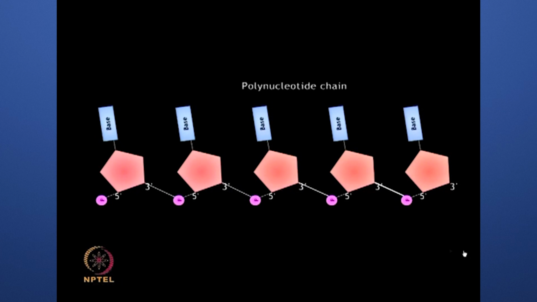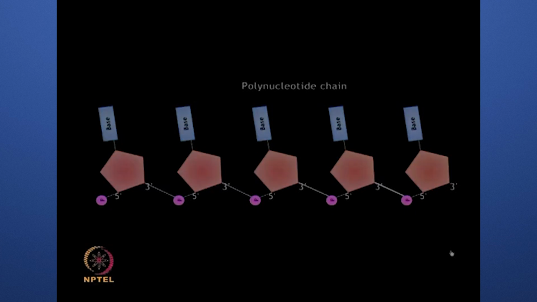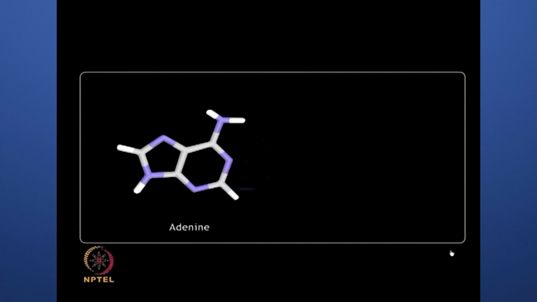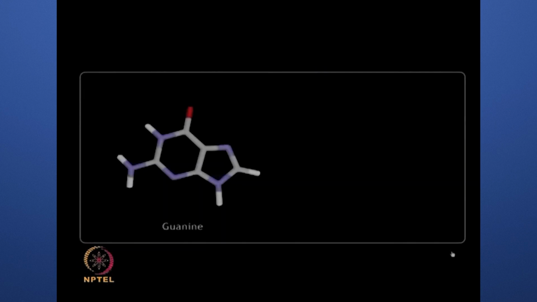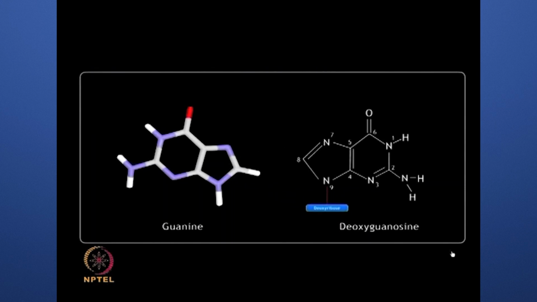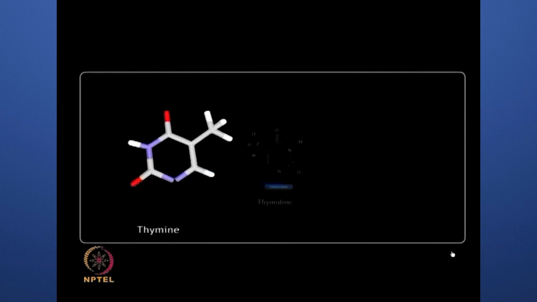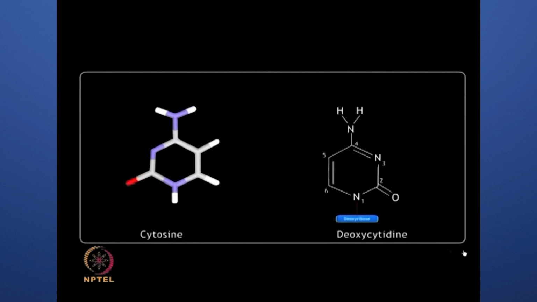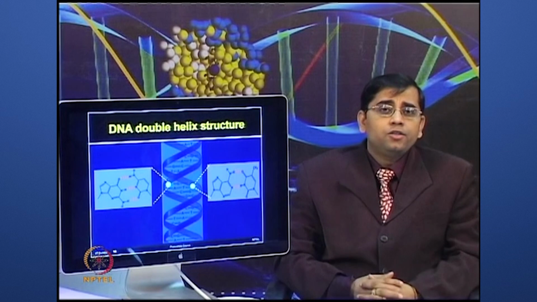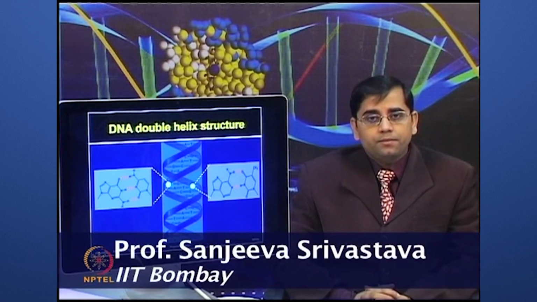group to give rise to a polynucleotide chain. DNA is composed of 4 different nitrogenous bases that are derivatives of the heterocyclic aromatic compounds, purines and pyrimidines. Adenine and guanine are purines. The nucleosides of these bases are known as deoxyadenosine and deoxyguanosine. Thymine and cytosine are pyrimidines. The nucleoside of cytosine is known as deoxycytidine. Let us now talk about DNA double helix structure.